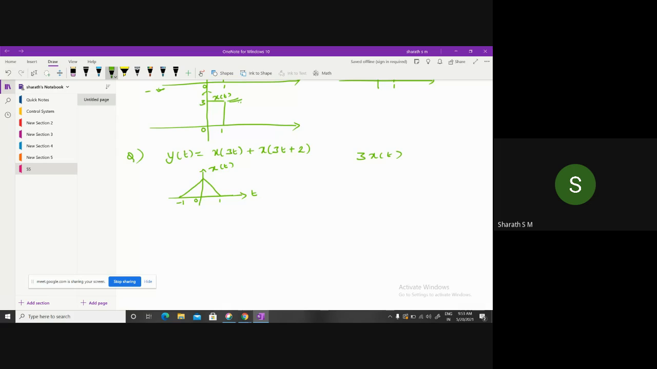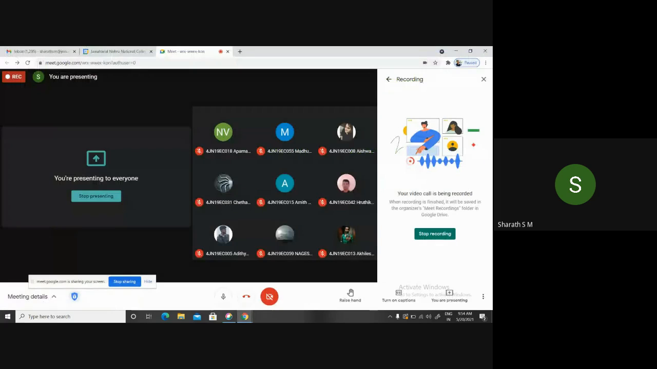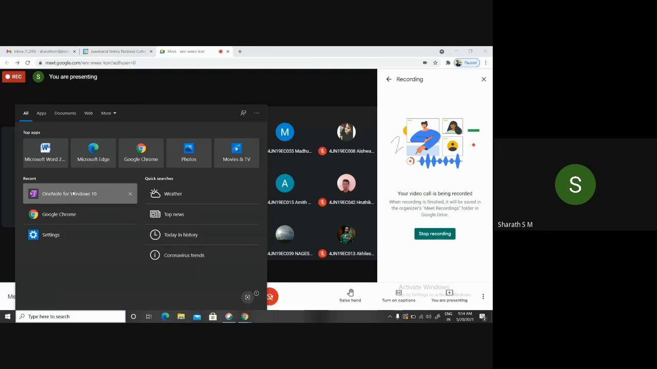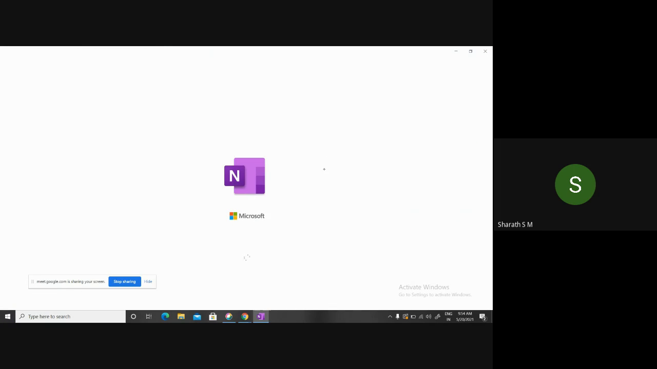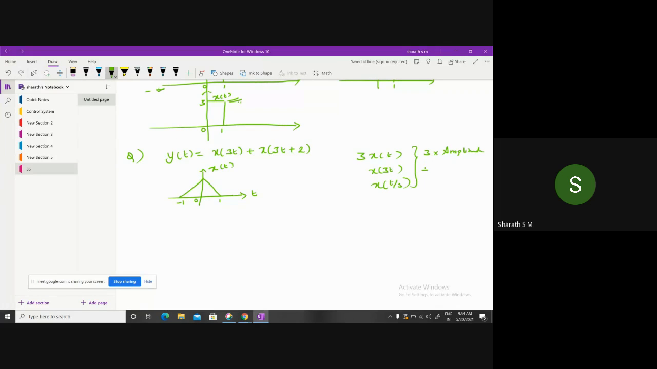So just write down these differences. 3x(t) means 3 is the amplitude level. x of 3t means divide the x-axis scale. t by 3 means multiply the scale. So write down these differences. Then go back again.